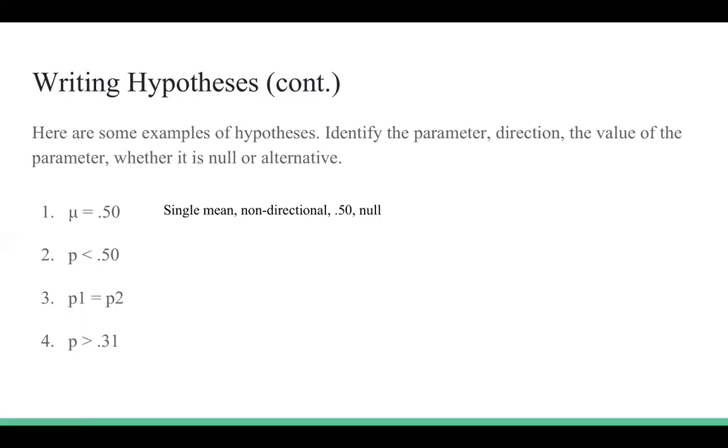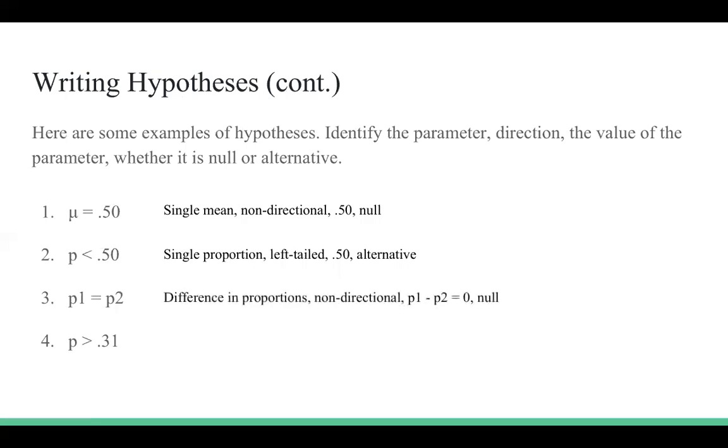Again, it's null because we have that equal sign there, which states that there is no change in the data. Next, p is less than 0.50 is a single proportion because we have p. It's left-tailed because we're doing a less than test. 0.50 again is the value of our parameter, and this is an alternative hypothesis.